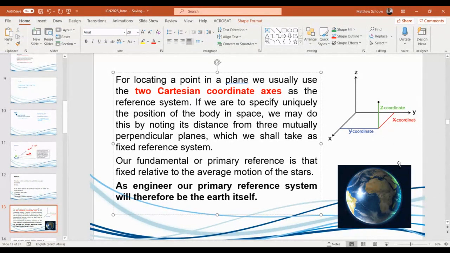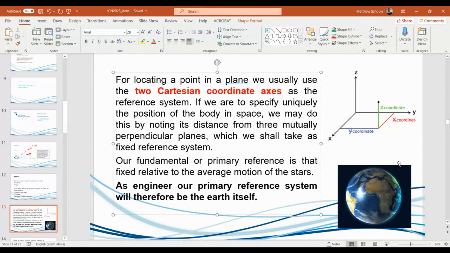If we are to specify uniquely the position of a body in space, we may do this by noting its distance from three mutually perpendicular axes, which we take as a fixed reference system. It's essentially using the Cartesian plane to reference the point moving. Of course, we'll be using two in this case. And also, it's very important.